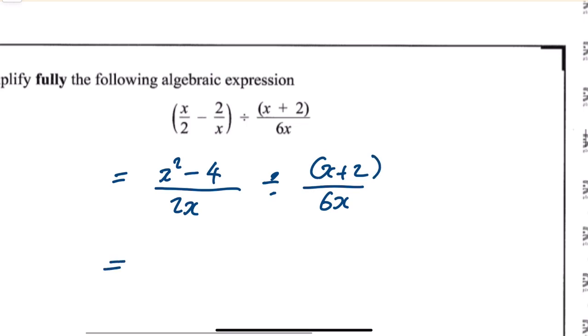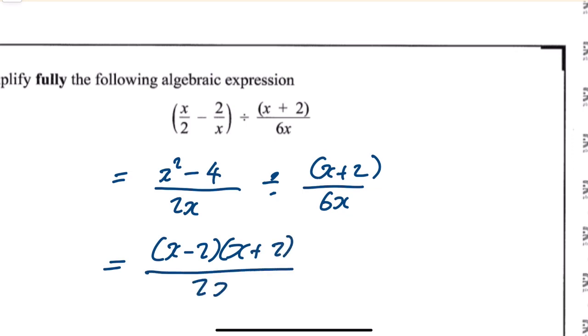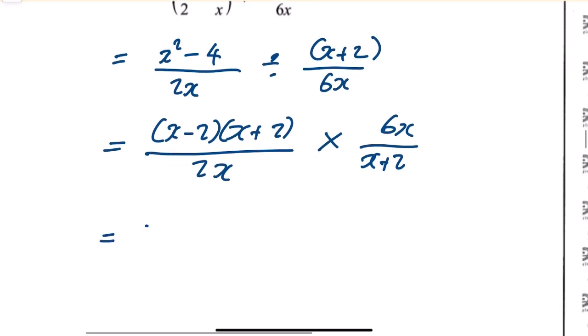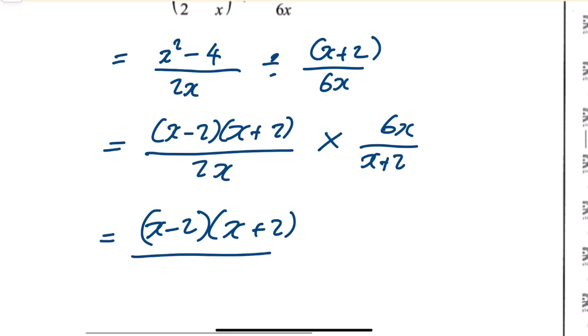Now what I'm going to do is factorize the top line. That's going to become x minus 2, x plus 2, the difference of two squares. Still all over 2x. And then flip your dividing fraction. X plus 2 is now on the bottom, the 6x is on the top. Okay, I'm just going to write that out again so we can see it.